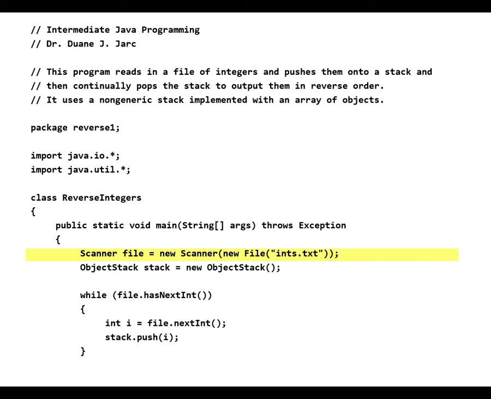The first step is to open the file that contains the list of integers to be reversed. Next, we define the stack that will be used. It is an instance of our object stack class. Each time an integer is read in from the file, it is pushed onto the stack.